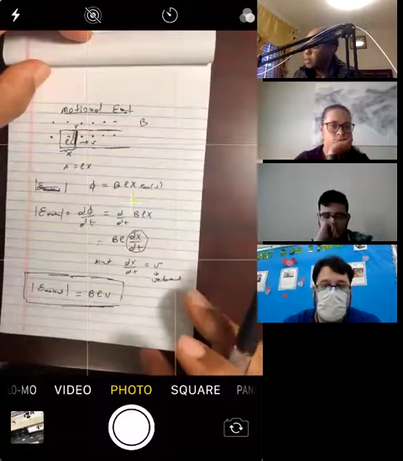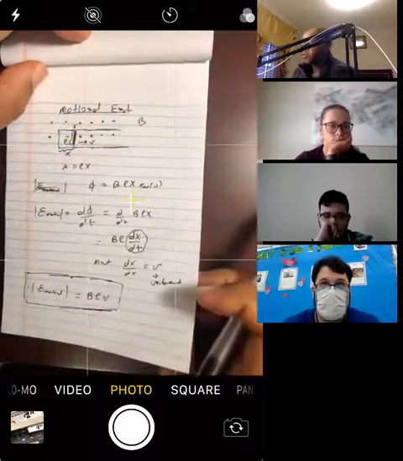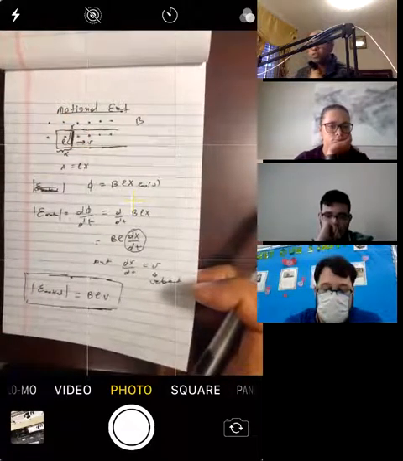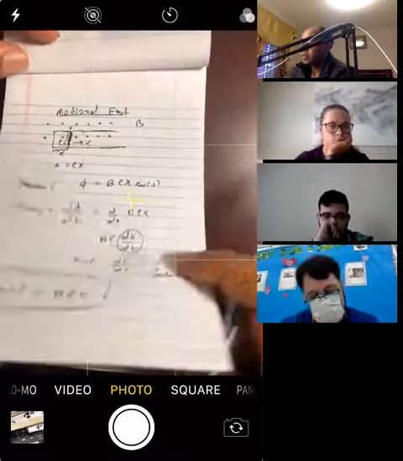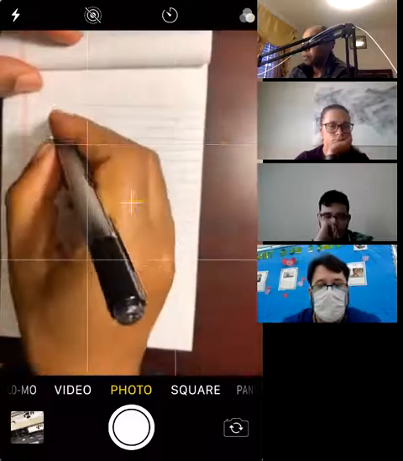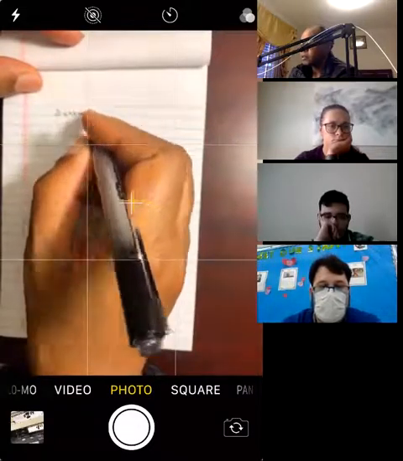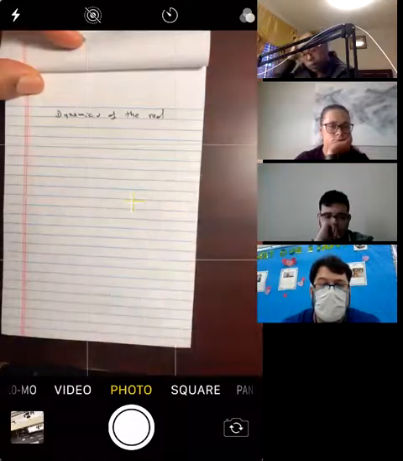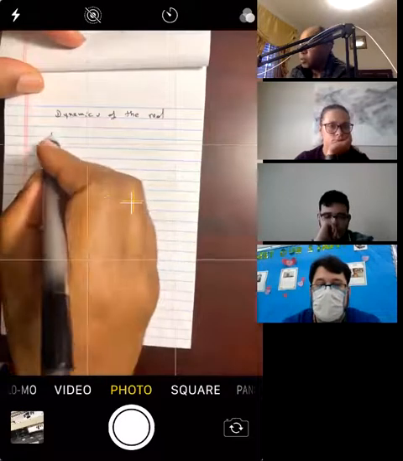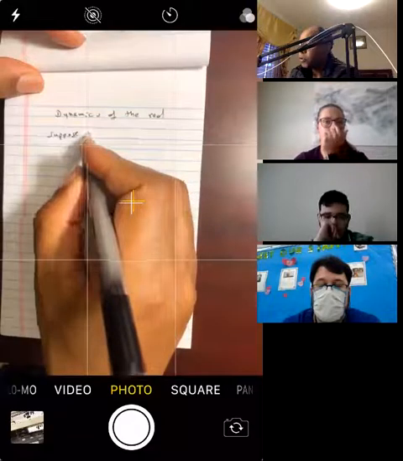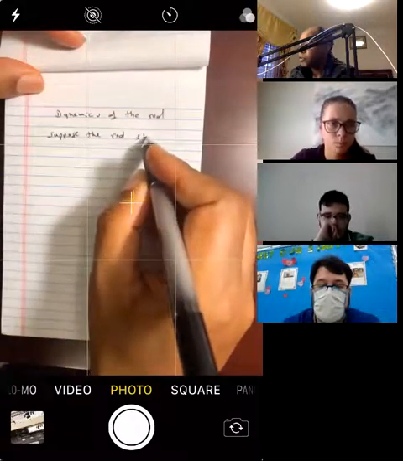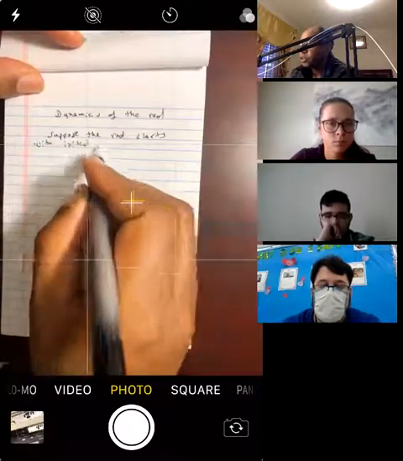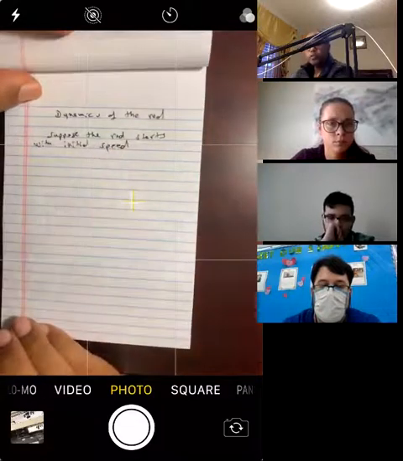All right. Now we want to look at the dynamics of this rod. Suppose it starts with initial speed v naught. You give it initial speed v naught, and then what happens? Let's look at the dynamics of the rod, which means we're going to look at Newton's second law. Suppose the rod starts with initial speed v naught, and you let it go.